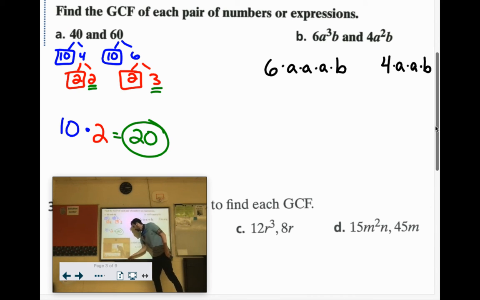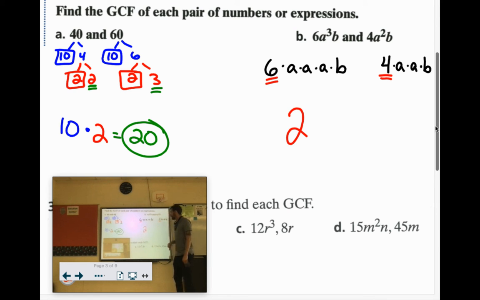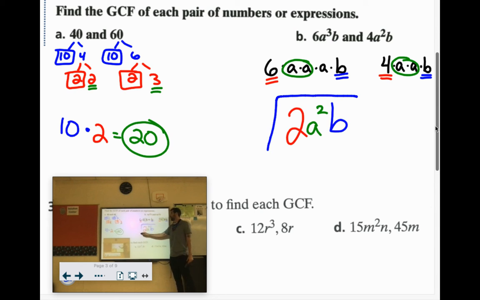Let's look at just the numbers first. 6 and 4. Now these are pretty basic numbers. You could do what we just did over there, but you could probably do this in your head. What goes into 6 and 4? 2. Great. Do they both have a's? Yes, they do. They both have at least a to the second power. They both have at least 2 a's. So we'll say 2a squared. Do they both have b's? Yes, they do. They both have b to the first power. So their greatest common factor would be 2a squared b.